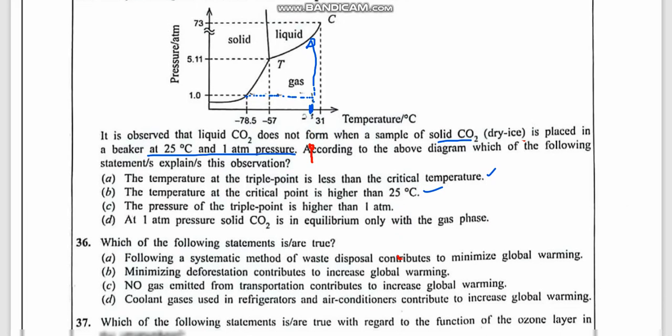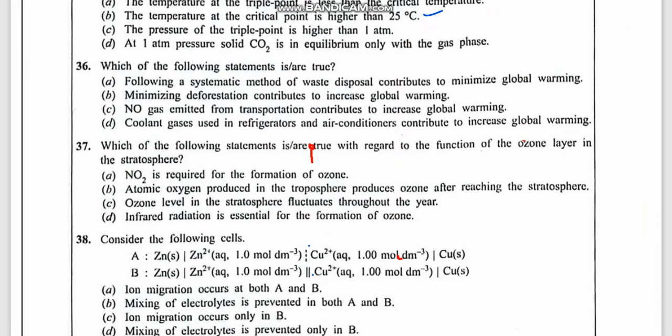Alright. Let's move to the 36th question. Which of the following statements are true? Following a systematic method of waste disposal contributes to minimizing global warming. Yes, if we don't dispose of waste properly, methane gas will be released, which can contribute to global warming. A statement is correct. Minimizing deforestation contributes to increasing global warming. No, it will decrease global warming.